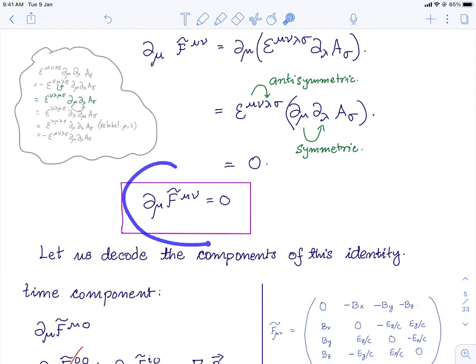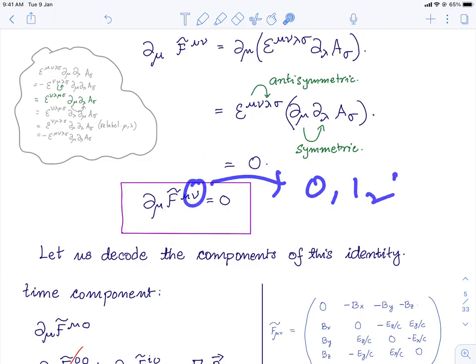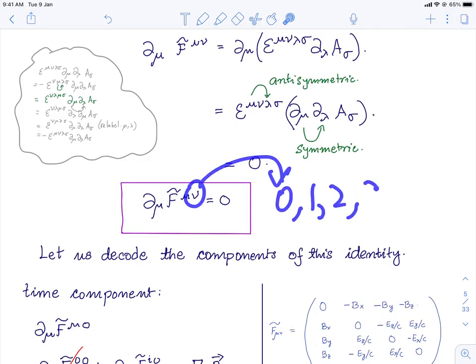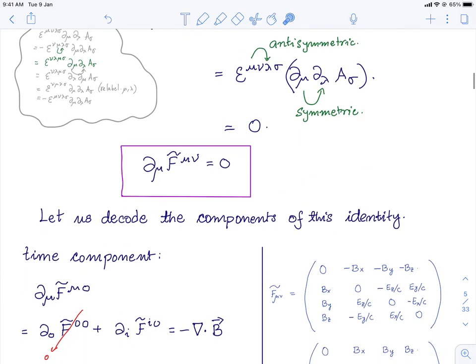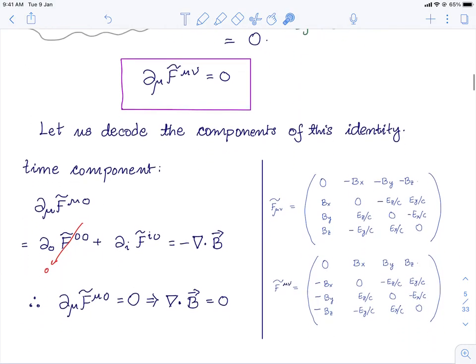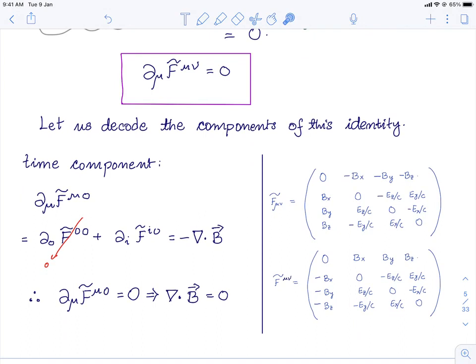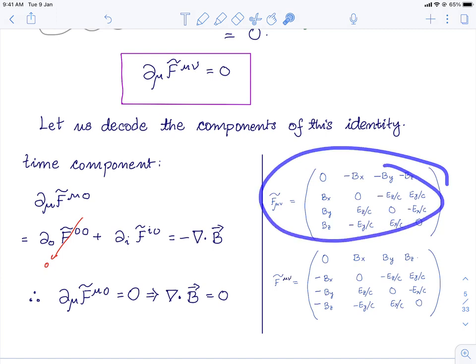As you can see, this mu index is contracted, and this nu index basically runs over 0, 1, 2, 3. So these are essentially 4 equations. And what do these 4 equations stand for? Let us try to decode that, because we know what the components of f tilde are. This I have written here, f tilde lower, f tilde upper.